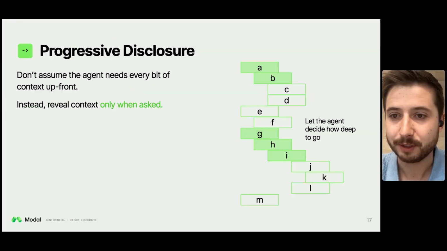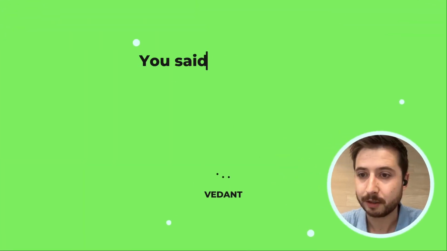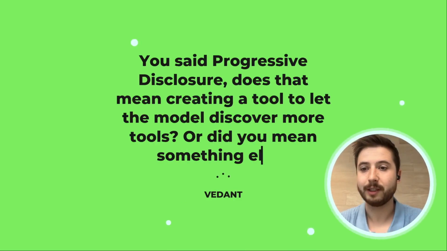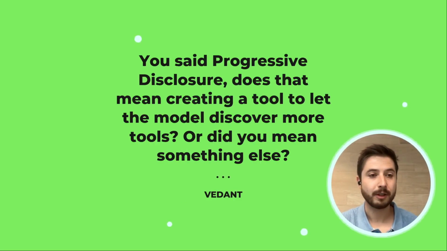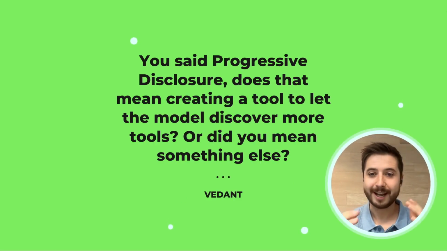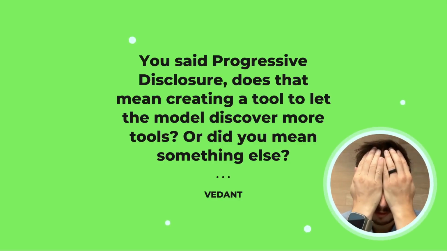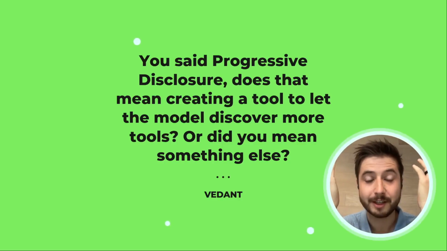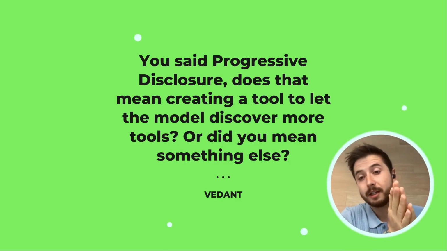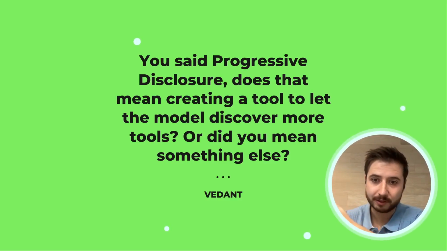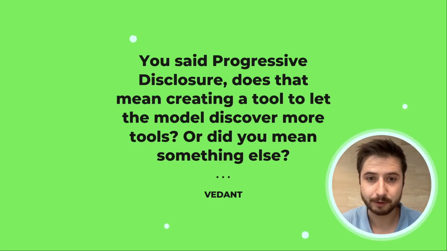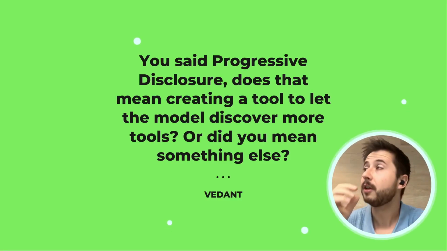On the topic of progressive disclosure, does this mean creating a tool that lets the model discover more tools? It could mean anything. Imagine the model has its eyes closed and then you're slowly feeding it context that allows it to be like, oh, let me ask about this. Let me steer in this direction. A file system is a perfect way to think about this.